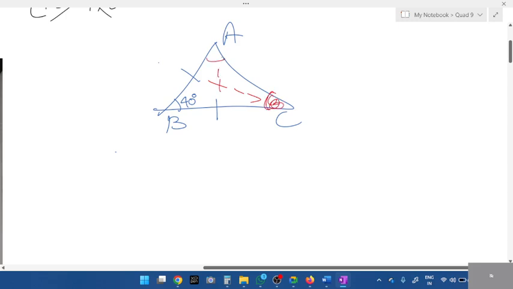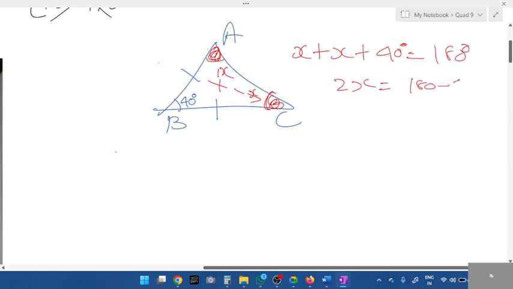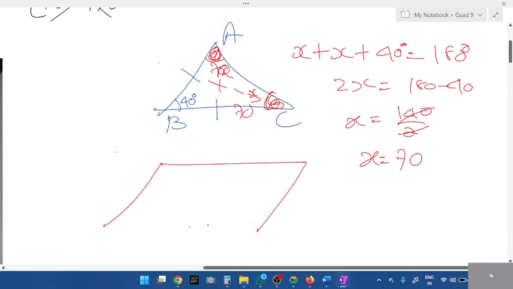Angle C and A. If both angles are unknown, I have to take them as x and x. What is the sum of interior angles of a triangle? x plus x plus 40 is equal to 180. 2x is equal to 180 minus 40. x is equal to 140 divided by 2. What's the answer? So each angle is how much? 70. Is it clear? Understood? Now they'll give you a rhombus question, students.